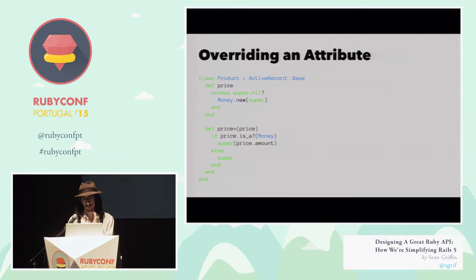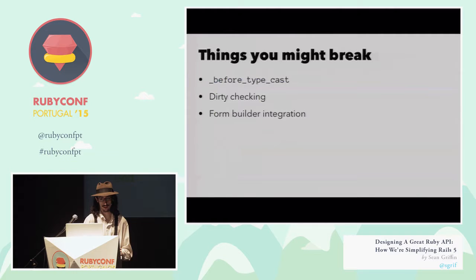And when you write code like this, it's fine, but it's actually kind of reasonable to wonder, what Rails magic am I going to break here? Or am I going to break any Rails magic? A lot of people wonder, can I even override an attribute that exists in the database? And the answer is it depends. But here's a list of some things that might work unexpectedly if you wrote this code. So it's very possible that you'll break before typecast or dirty checking.